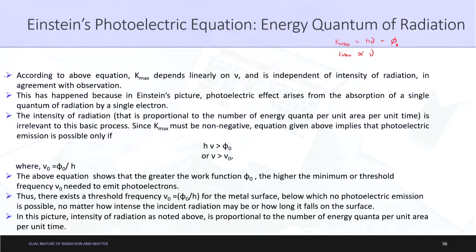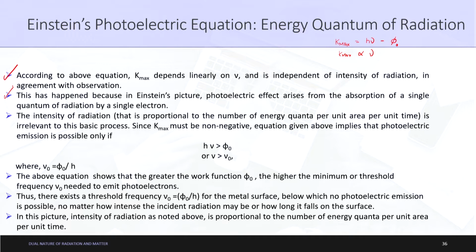This has happened because in Einstein's picture, the photoelectric effect arises from the absorption of a single quantum of radiation by a single electron, and not from continuous absorption. Because continuous absorption is not happening, the concept can be understood in this way.